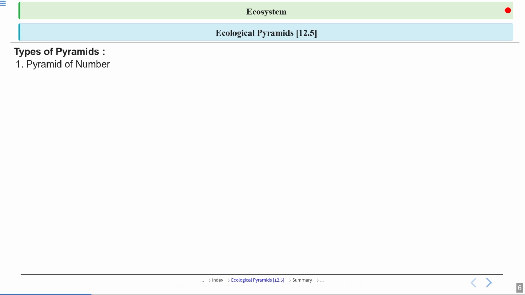Let's talk about the types of pyramids. The first one is the pyramid of number. This pyramid shows the number of individual organisms at each level of a food chain. Next is the pyramid of biomass. This pyramid shows the total mass or weight of living organisms at each level. It gives a more accurate picture than the number pyramid because it accounts for the size of the organism. Finally, we have the pyramid of energy. This pyramid shows the flow of energy from one trophic level to the next.